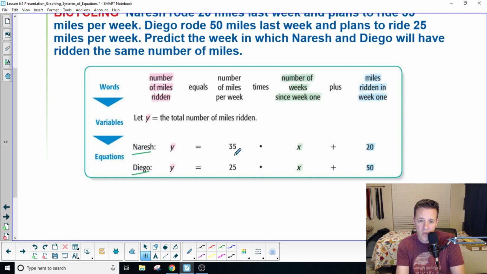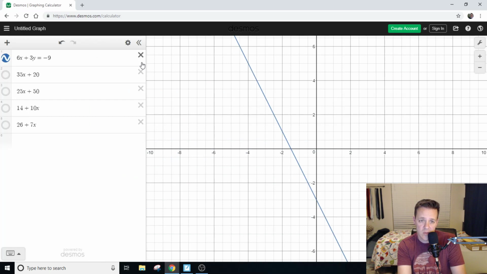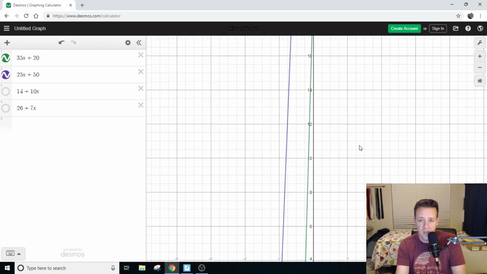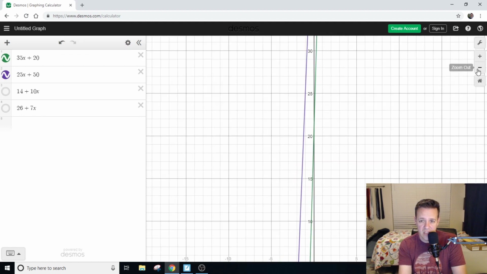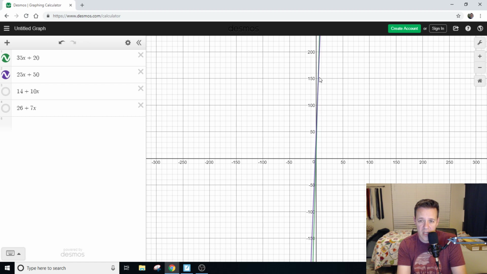All right, so Nareesh's equation started off: they are going 35 miles a week. They started with 20. And Diego started with 50, and they are going 25 per week. So what you would do is you would just graph this real quick. Okay, when you throw this graph up, then you need to zoom out. Let me zoom out quite a bit. And then what you can do is, see, we're out kind of far, and I can't see where it intersects. But if you just tag the line, you see this little dot that appeared.